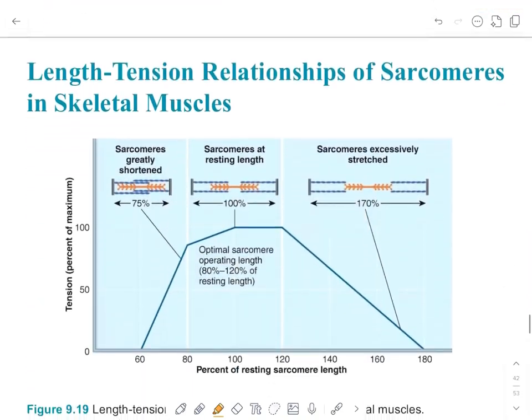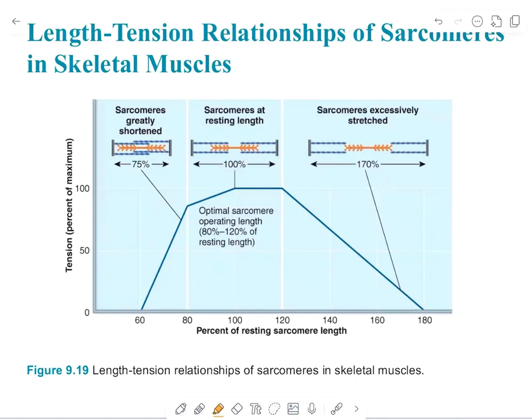So this length tension relationship of sarcomeres is shown on this slide. Here we can see that the sarcomeres are greatly shortened, and in this case, the actin is majorly overlapping the myosin. And it's doing this to the point where really no more cross bridges can form. So the 80 to 120%, that is the optimal length, because you can see that it's at the point at where all the cross bridges form. But then if it's excessively stretched, it's also suboptimal, like 75%, because as you can see, there's no more cross bridges that can form at this point. So you should know that number of between 80 and 120%.